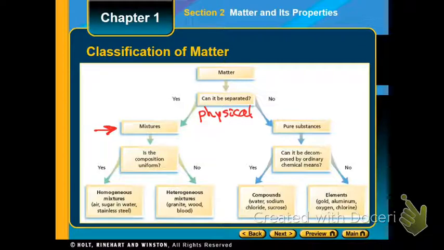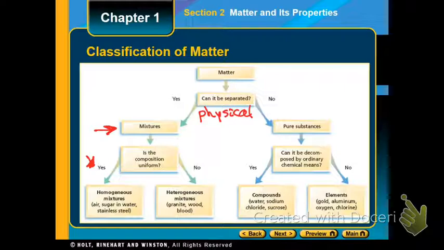And then you ask yourself, well, is the composition uniform? Does it look the same throughout? If you answer yes, I feel like it looks the same throughout, then you have what is called a homogeneous mixture, and the prefix homo means one or uniform. Some examples are going to be air, sugar water, stainless steel, and in some of your work later you'll get to figure out some other types of homogeneous mixtures.